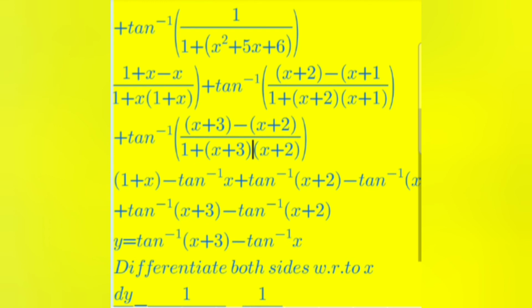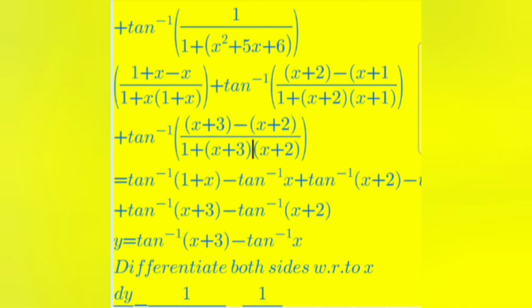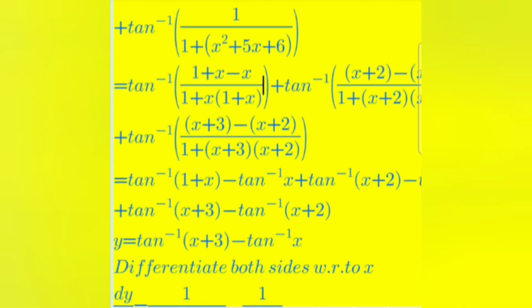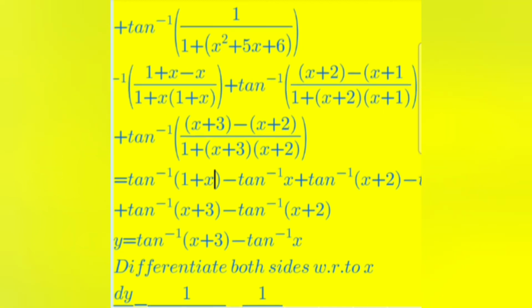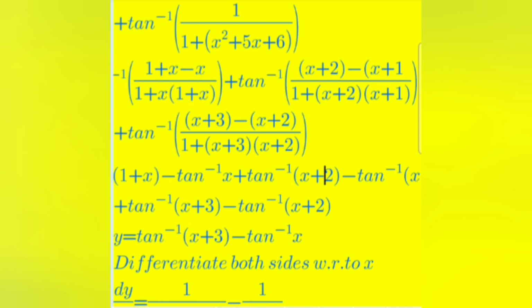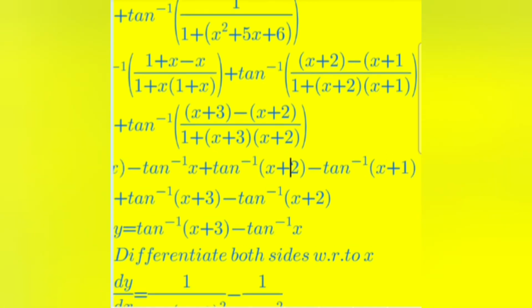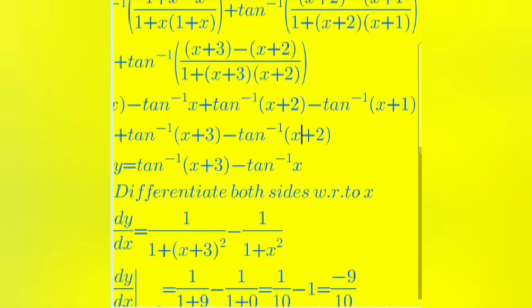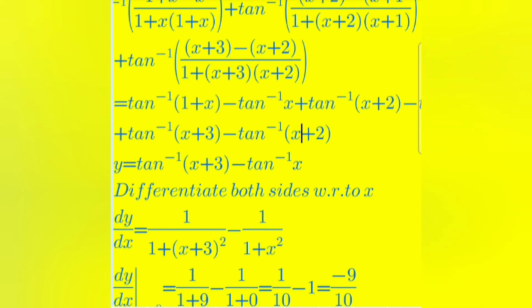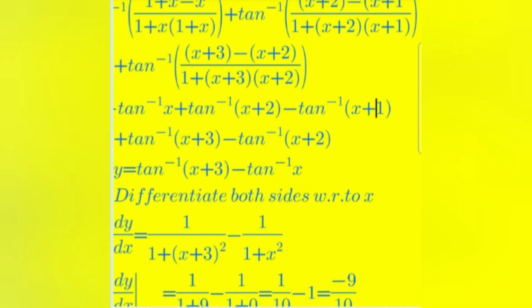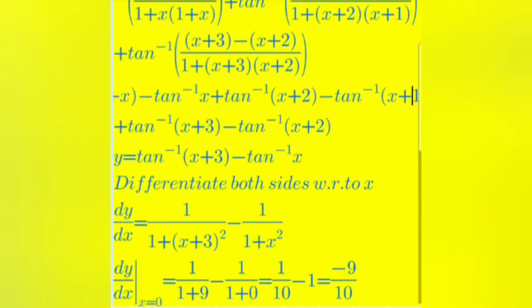Now we apply the formula here. So this is tan inverse (1 plus x) minus tan inverse x, and for the second, tan inverse (x plus 2) minus tan inverse (x plus 1), and for the third, tan inverse (x plus 3) minus tan inverse (x plus 2). So here you see that tan inverse (1 plus x) and minus tan inverse (x plus 1) are cancelled out, and also tan inverse (x plus 2) and minus tan inverse (x plus 2) are both cancelled. So now we have left only tan inverse (x plus 3) minus tan inverse x.